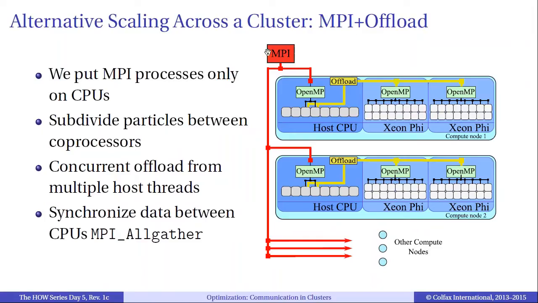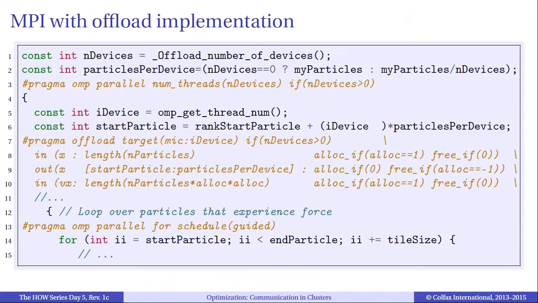In this case, I will have to use MPI to put different processes on different compute nodes. I'll have to use offload to scale across Xeon Phi coprocessors, and then inside of the offload region, I will have to use OpenMP to scale across cores. The implementation will look like that.